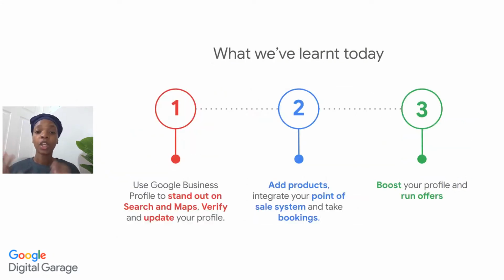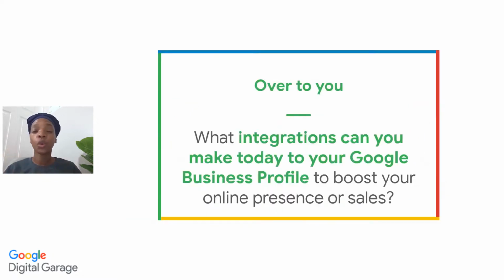So in this whirlwind whistle stop tour, let's just have a very quick recap. A Google Business Profile is a key tool to help you stand out on search and maps. Remember to verify your business, add your products to your profile, use booking services if possible. And finally, if you want to invest further, boost your profile and also run offers. So I'd like to thank you all for joining in today, and just want to leave you with this final thought. What integrations can you make today to your Google Business Profile in order to boost your online presence or sales?